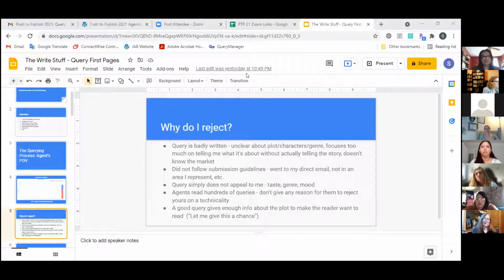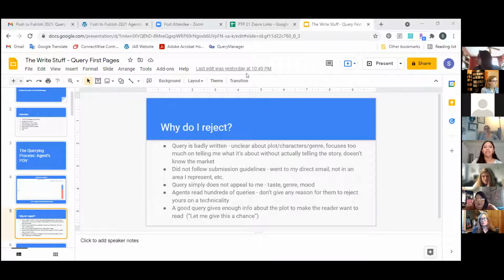Also, sometimes life circumstances can affect my mood for reading. For example, if I had a dog and my dog recently passed away and someone came to me with a story about a dog that dies, I'm probably not going to be in a good headspace for that. So I'm probably going to reject.